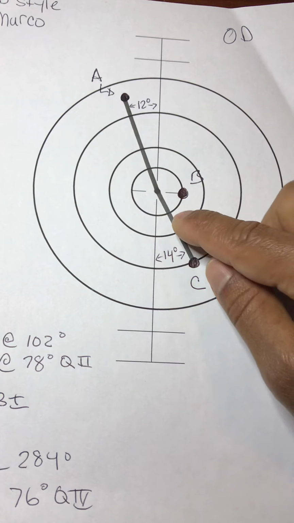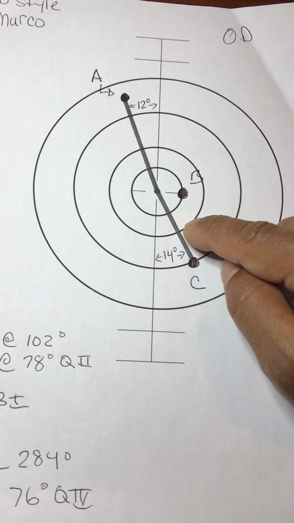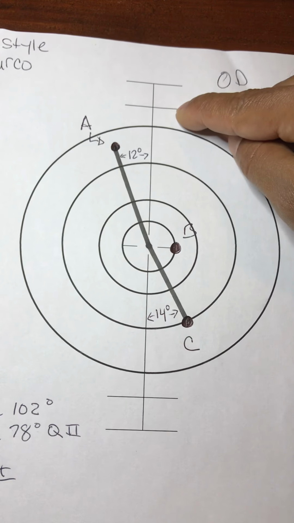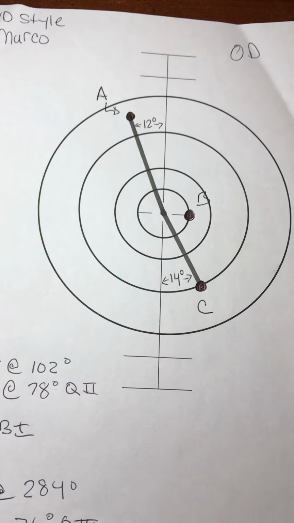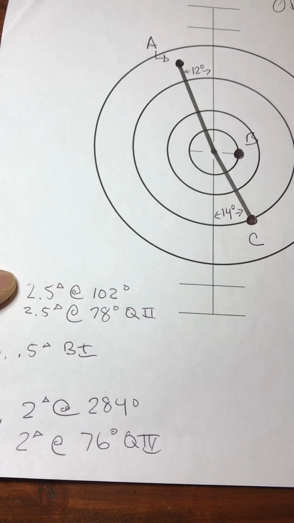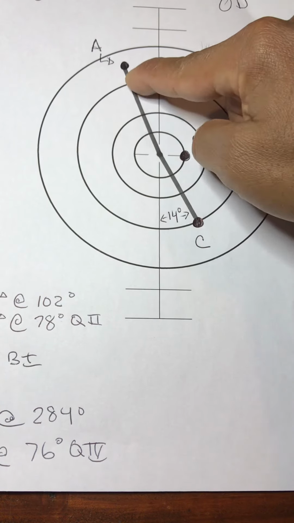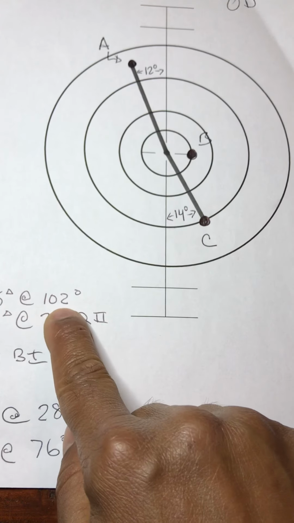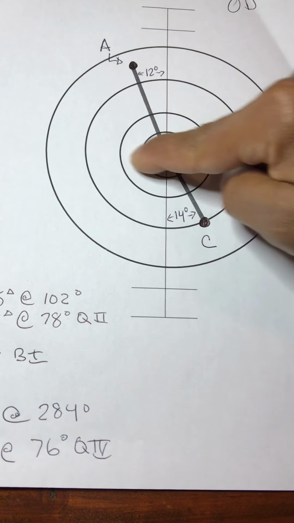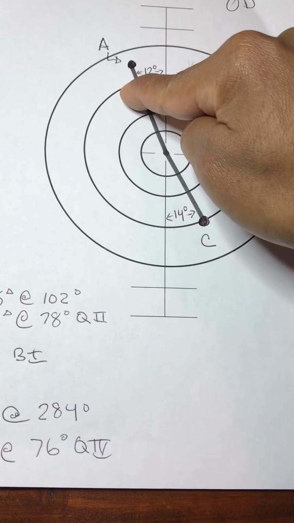So for this grid, this first circle is a half. The second circle is 1. The third circle is 2. The fourth circle is 3. And then this line is a 4, and this line is 5. So for A, we're at 2.5 at 90 plus 12. So 2.5 at 102. Or you could have said 2.5, and then this angle would be 78 degrees, because 78 and 12 is 90. So 2.5 at 78, quadrant 2.